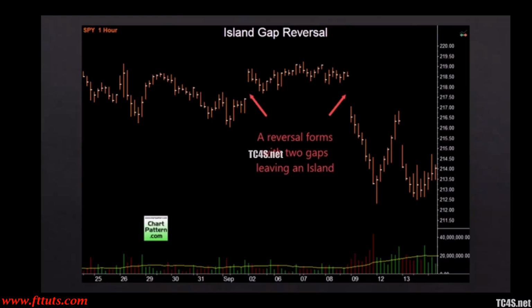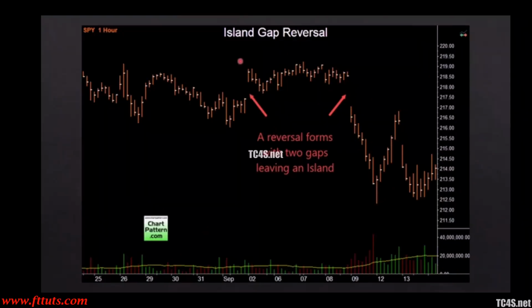This is called an island gap reversal, and I want you to understand that this is a pattern that is created by two gaps. You'll notice that we get this gap where it gaps up on the S&P. This is an hourly chart. We gap up, price holds a range. This just happened recently in September. And then it gaps down completely.